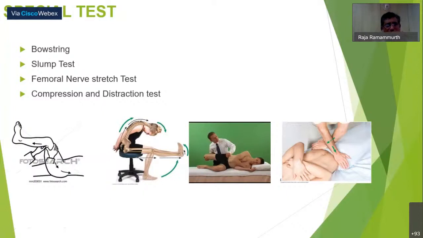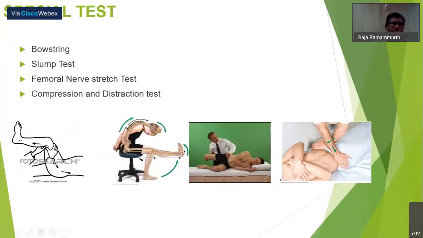In the first component, the physio directs the patient to perform neck flexion, followed by thoracic flexion, followed by extension of the lower leg at the knee joint, and dorsiflexion of the foot. When we perform this test, it induces tension over the nerve or the course of the nerve, where the patient complains of very severe pain over the nerve course. Right, that shows the positive sign.